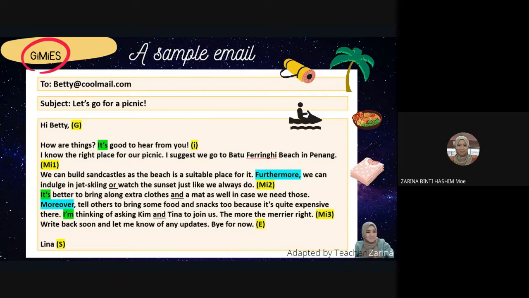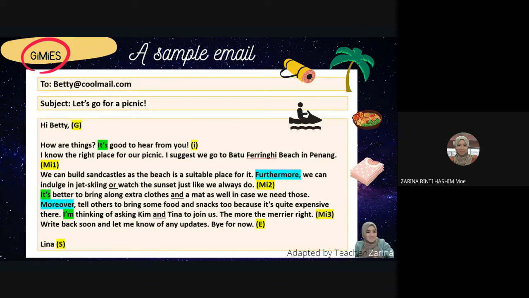Then the next line, we are going to answer the second question, which is about activities that we can do there. What can we do there? Let's look at how I start that sentence. We can build sand castles as the beach is a suitable place for it. So the first activity here is building sand castles. Why do you say that you can build sand castles? As the beach is a suitable place for it. Whatever ideas you put in, give your justification.